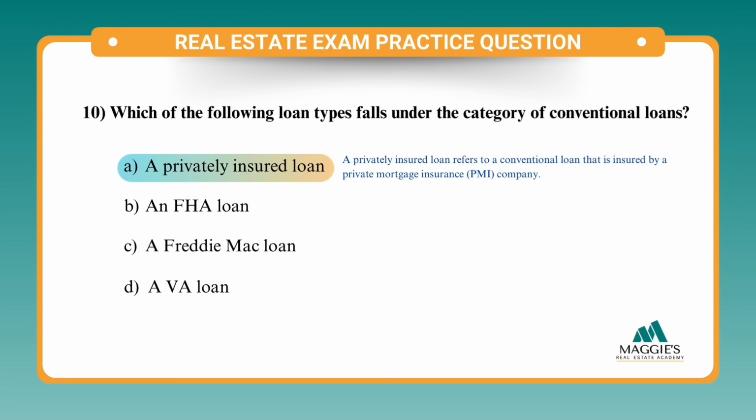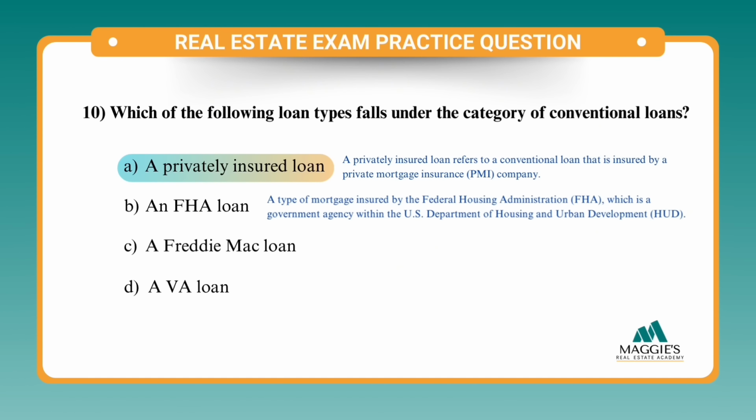Now, an FHA loan is another type of mortgage, but insured by the Federal Housing Administration, or FHA, which is a government agency within the U.S. Department of Housing and Urban Development, or HUD. FHA loans are not conventional loans because they are backed by the government and have different eligibility requirements and guidelines.